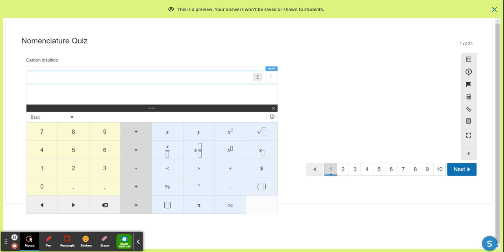Now, you can write out letters. Okay. If you need to do a subscript, you would click this one right here, and then you would click the right arrow to move on to the next part. That would allow you to keep writing out what you need to write out.